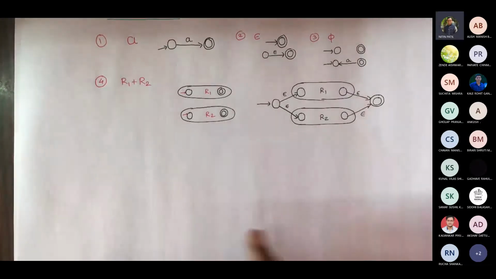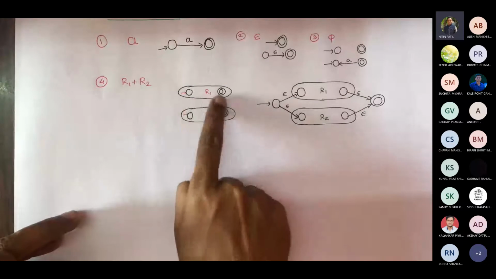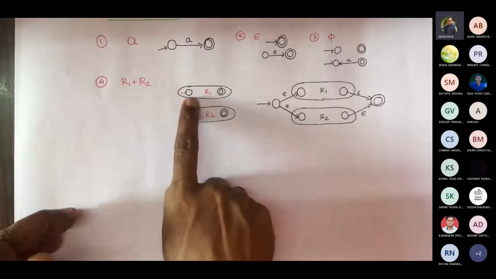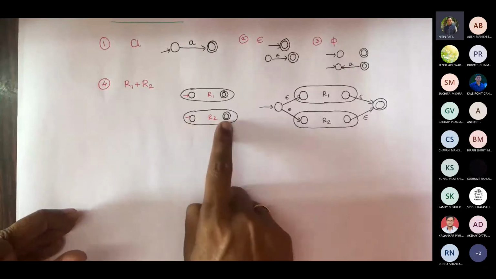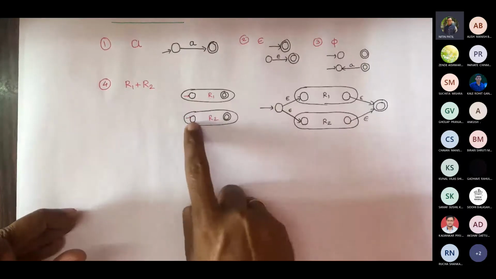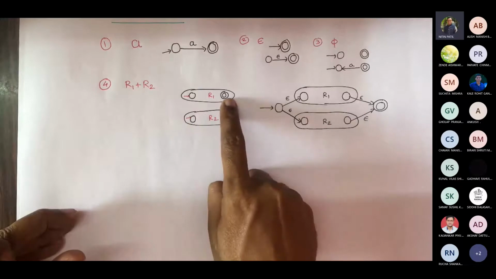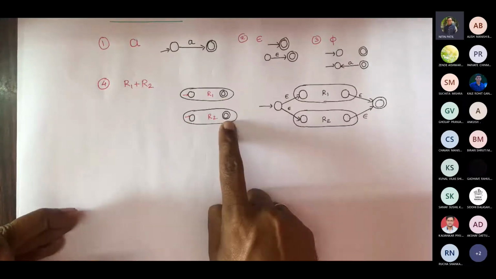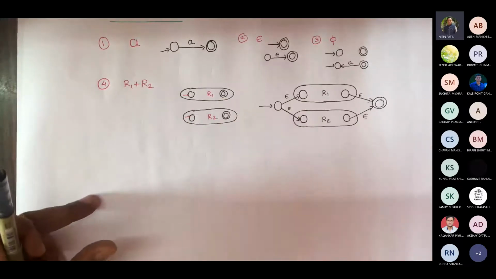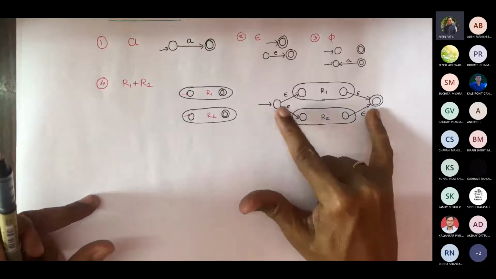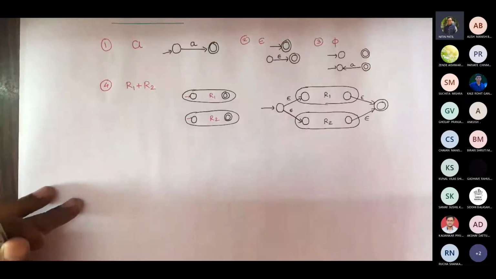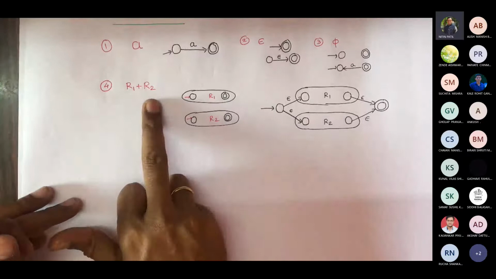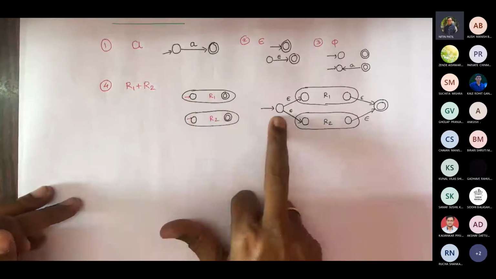Is that fine? So what we did, remember, suppose this is R1, this is R2. Suppose this is 0, this is 1, this is 2, this is 3. So initial state is 0, initial state is 2. Final state is 1, final state is 3. Now what you have to do is introduce 2 new states. One of them would be initial, the other one would be final for the resultant automata for the regular expression R1 plus R2.